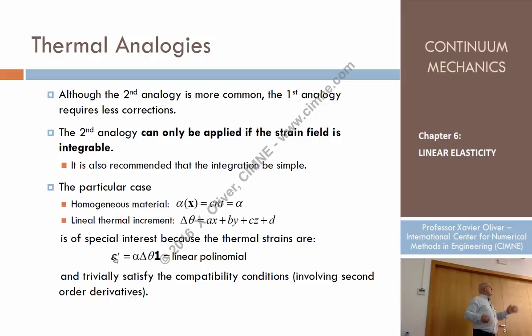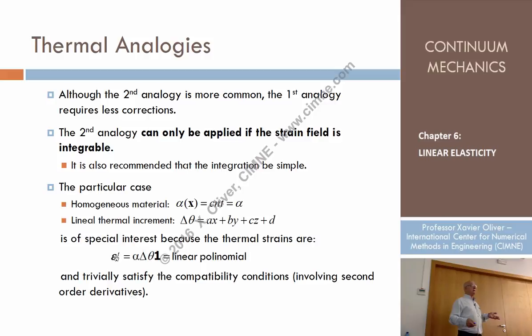So look, all second derivatives of the product of this times this are how much? The first derivative, for instance, of alpha delta T with respect to x would be, no, the first derivative, I; and the second? Zero. Okay. The second derivative with respect to y is? The mixed derivative xy would be? First derivative would be I, and the second derivative would be 0. So for a linear polynomial, all second derivatives of the thermal strains are 0.